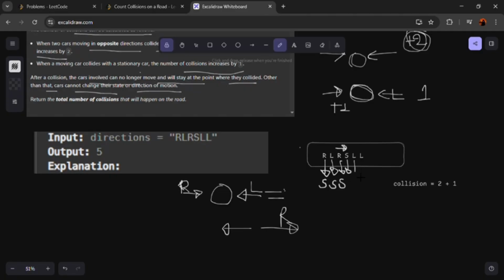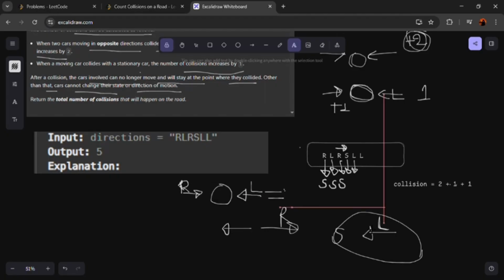Now we will move to this car, the left car. Now there is a car which moves to the left. It sees that there is a stationary car, so this left car will collide with this stationary car and contribute +1 collision here. I hope you understand what I am trying to say. So +1. This is now also a stationary car.